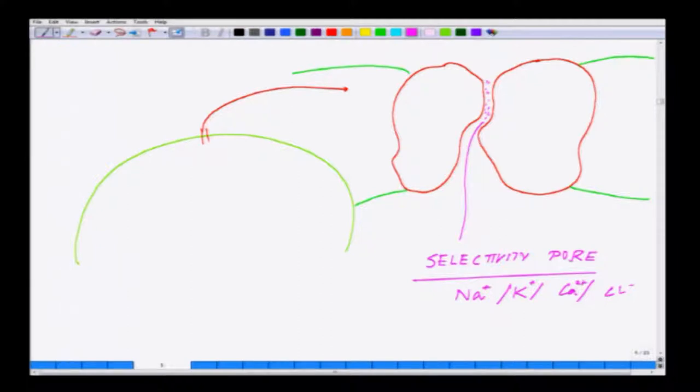Then you have a voltage sensing element somewhere in this structure, which can sense the voltage. This voltage sensor is somehow connected to a gate, which ensures the opening and closing. There is a movement in this. So, this is basically your gate. This is the overall channel architecture.